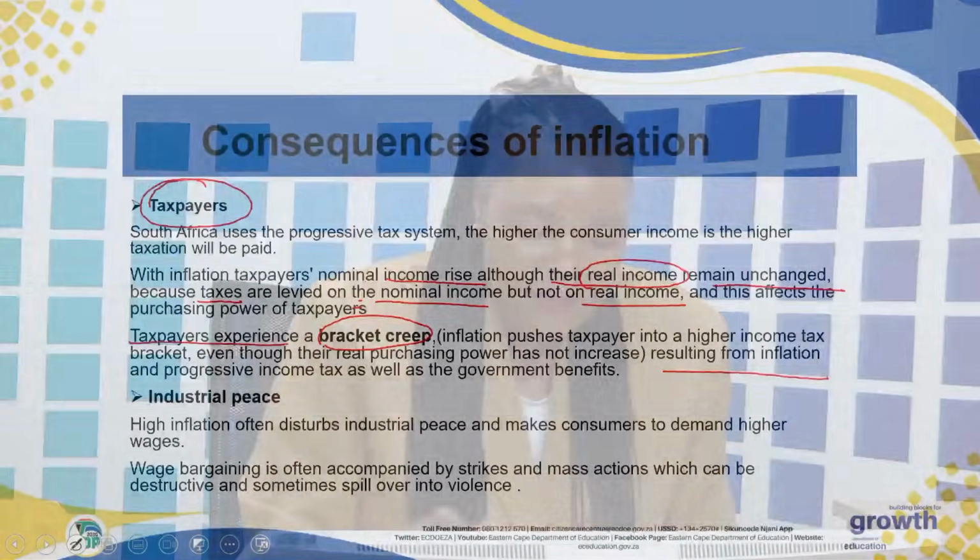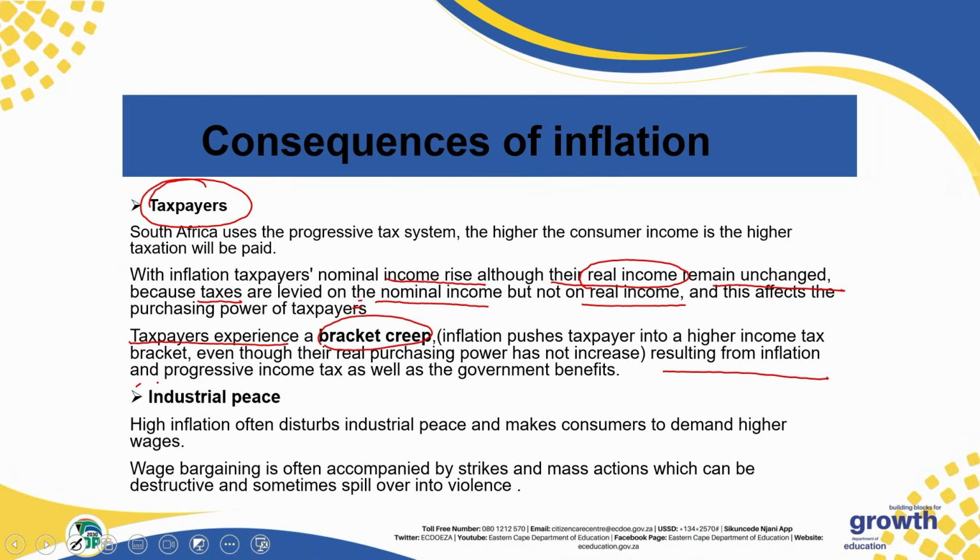Taxpayers now experience what we call bracket creep, resulting from inflation and progressive taxation. Bracket creep is when inflation pushes taxpayers into a higher tax bracket, even though their real purchasing power has not increased.